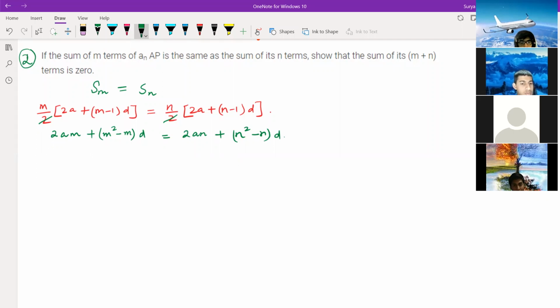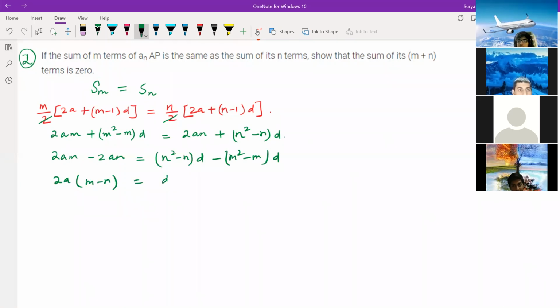Next, what can we write? 2am as it is. Again minus 2an, you bring this side. And here you can write n square minus n into d minus m square minus m into d. So here take 2a common, we can write m minus n. And here you can take d common, we can write n square minus n minus m square plus m.